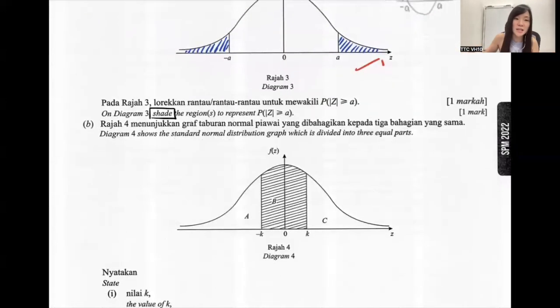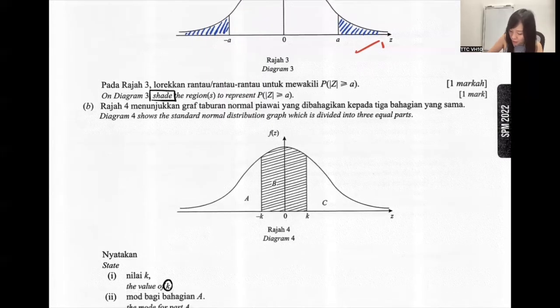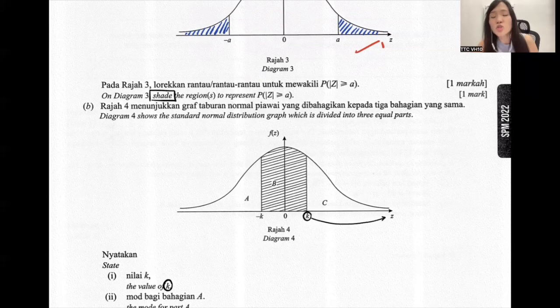Okay, next one, B. Diagram 4, just a standard normal distribution graph, so normal, which is divided equally into 3 equal parts. Okay, so first one, they just asked me to find K. How do I find K, or where the K come from? The K come from here. So do you guys realize the K is actually a Z? So how do I find a Z?